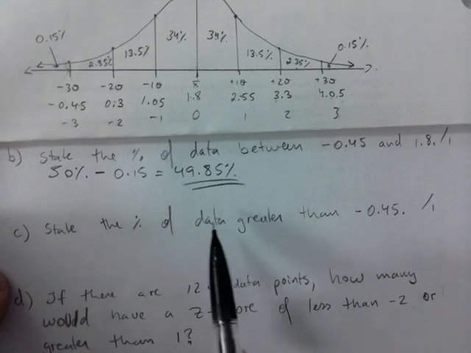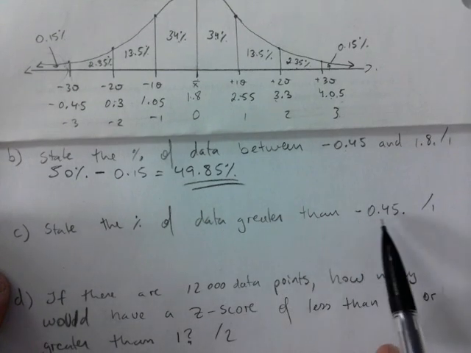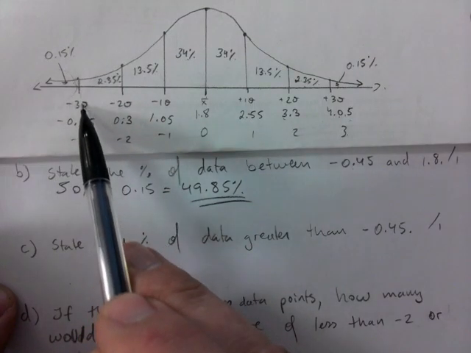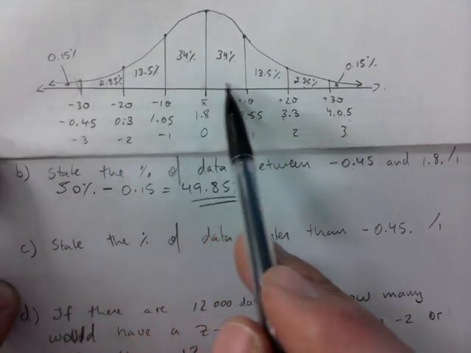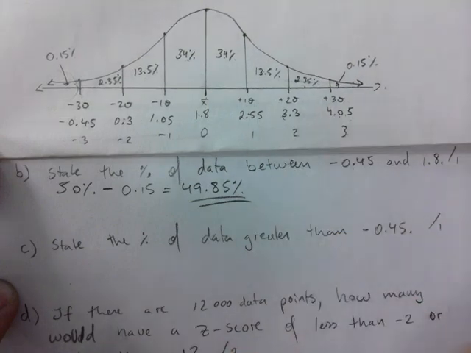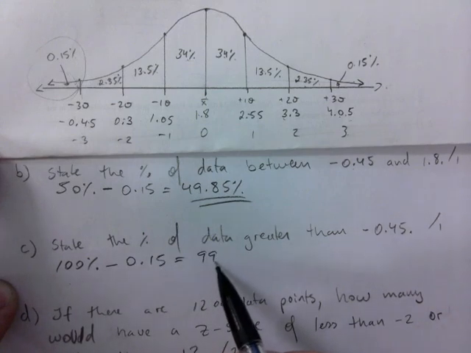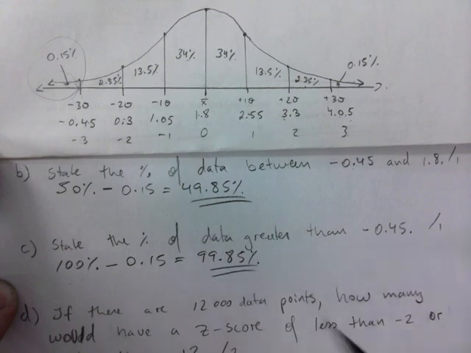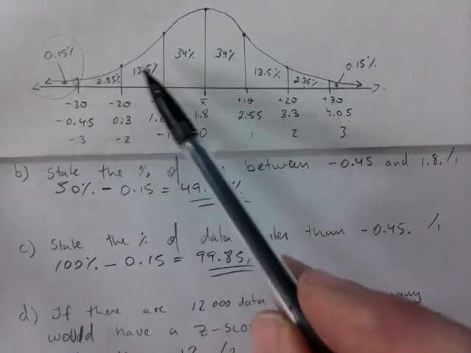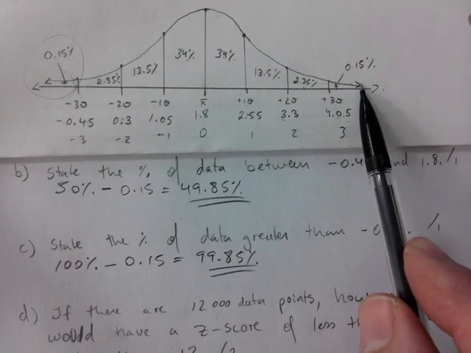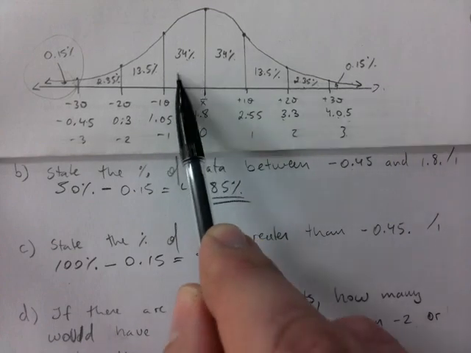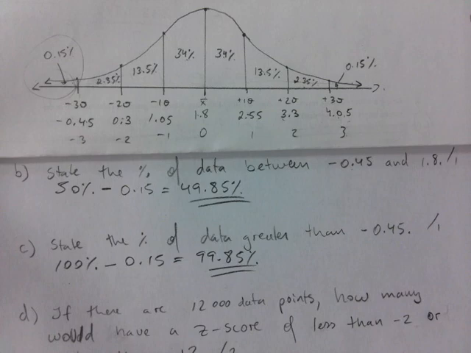Next, state the percentage greater than negative 0.45. So that's right here. So you want everything to the right of that. So watch what I do. I know that the whole curve is 100%. I will just subtract this one to give me 99.85%. So either you add them all up individually. By the way, you should at least know this. This should be 50, right? Plus 34 plus, right? To speed things up a little bit. But it's 99.85% of data points.